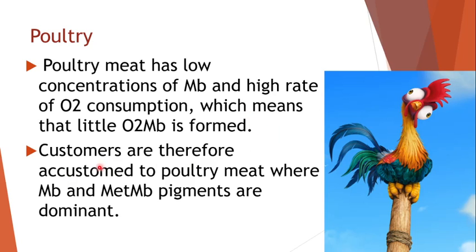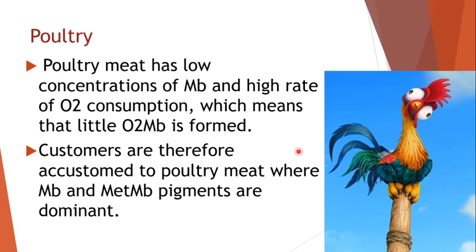Customers are therefore accustomed to poultry meat where Mb and metMb pigments are dominant. It's pale, it's white. When we see, let's say, a drumstick or breast cuts, and they look red, then you would really wonder if it's bloody. But if it's white, that's what we want. We don't want the red. We don't want O2Mb as consumers. We don't want O2Mb in our poultry.